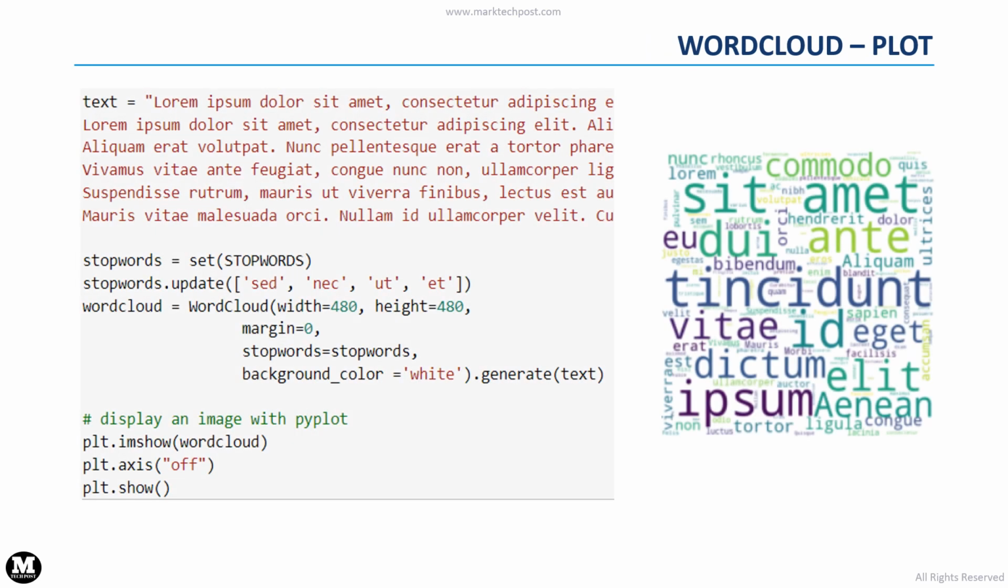This is the code to display a WordCloud image. First of all, we define a text variable we want to apply the WordCloud method to.